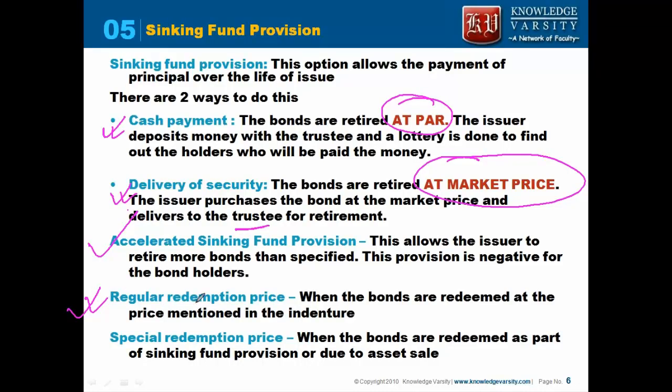Then there is a regular redemption price. Regular redemption price is when the bonds are redeemed at the price which you have mentioned in the indenture. So you have mentioned in the indenture that the bond will be called at 102, and you will be calling the bond at 102, or you will say that in the indenture they have given that at the end you will pay the face value, so you will pay the face value at the end.